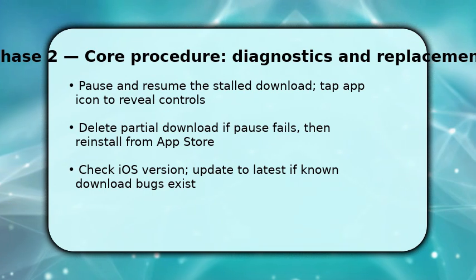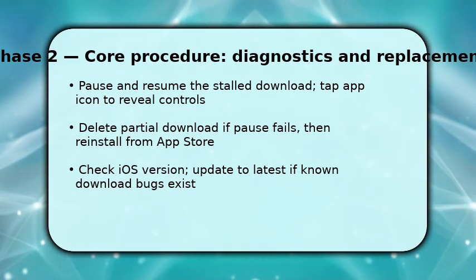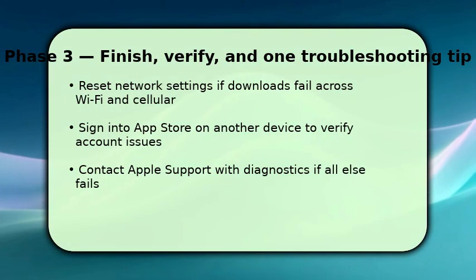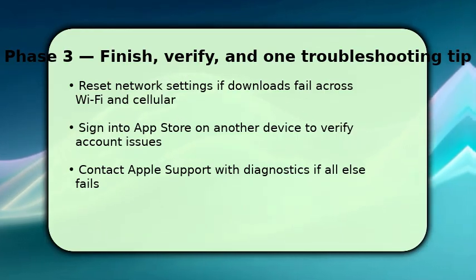Finish by resolving deeper network or account problems. Reset network settings to clear saved Wi-Fi profiles and DNS entries, because corrupted network state blocks downloads. Once reset, reconnect and try the download again.